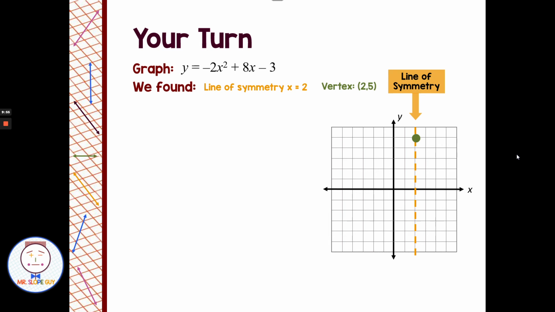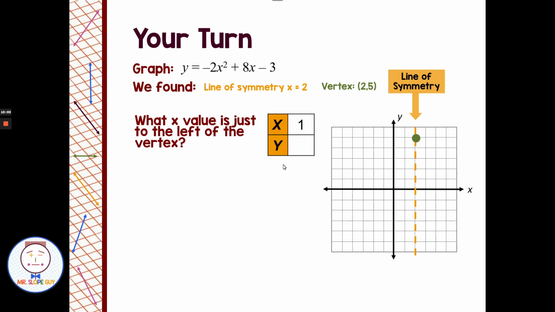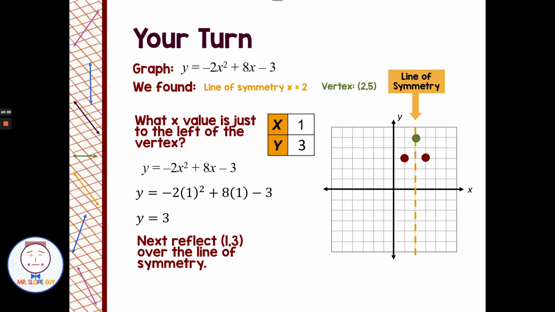Then I'm going to need some additional points. I just want to go maybe one place to the left, and I'm going to use an x value of 1 in a t-table. Put 1 into my original equation, so I have negative 2x squared plus 8x minus 3. I put 1 in, so 1 squared is 1 times negative 2 is negative 2. 8 times 1 is 8. Minus 3 gives 3. So then I have a point at 1, 3. Then I could reflect that point over and get that free point over there.